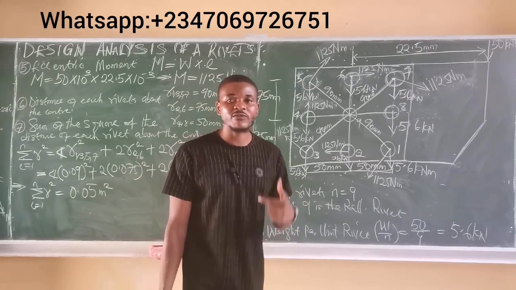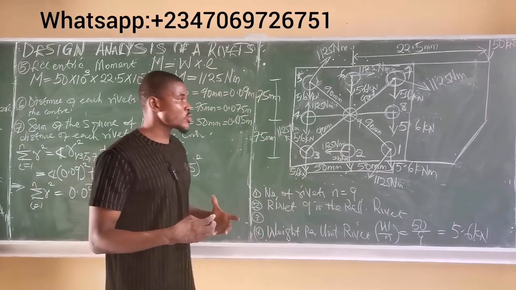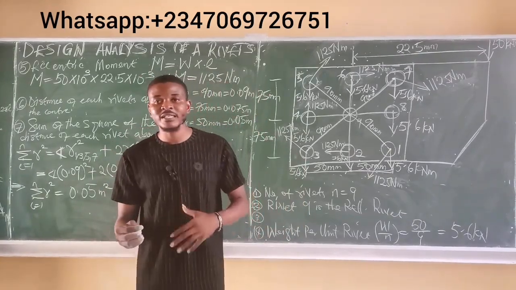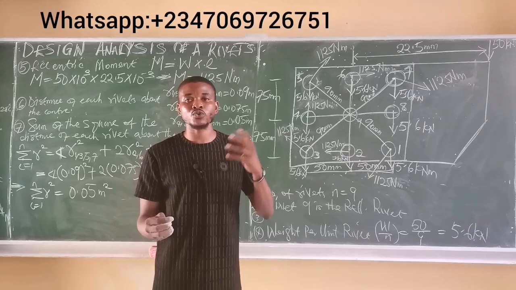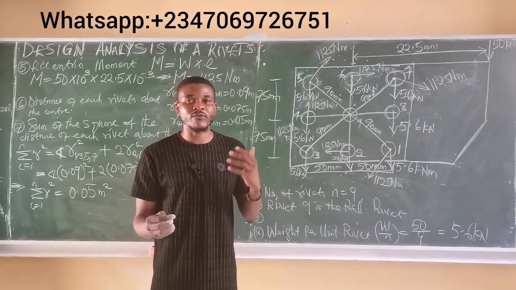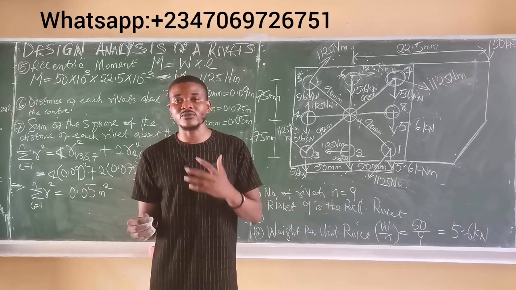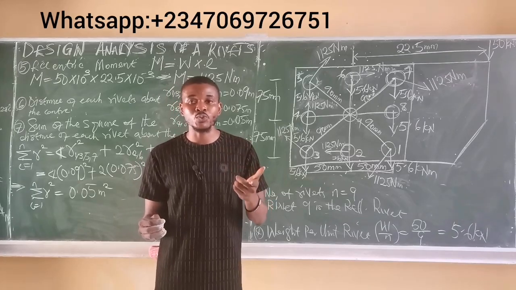Find the moment of each of these rivets about the center, and you all know that moment is simply force times distance. So the moment of rivet 1 should be force 1 times the distance it takes to get to the center. Moment of rivet 2 should be force 2 times the distance it takes to get to the center. But in order to obtain this moment, there is a very tricky approach which we use.